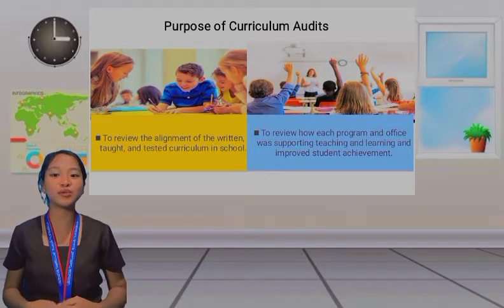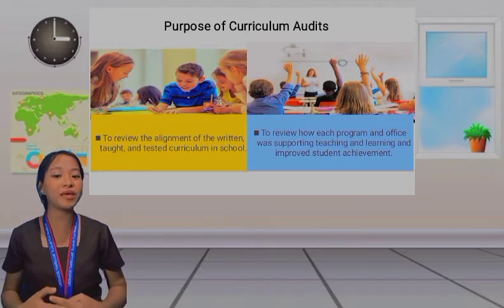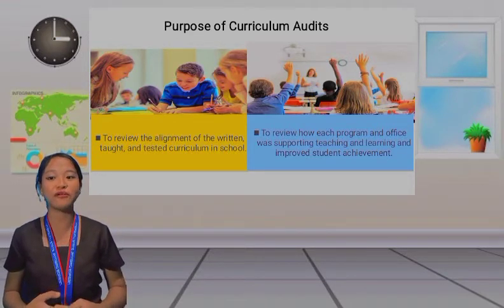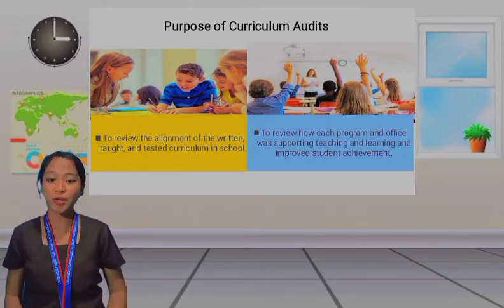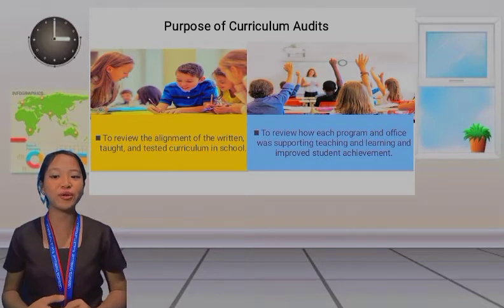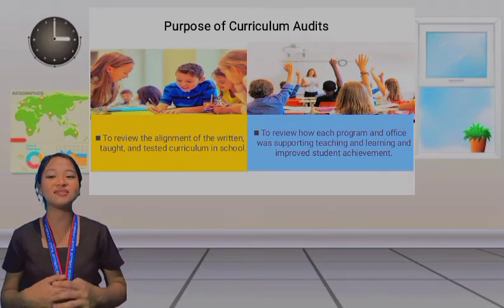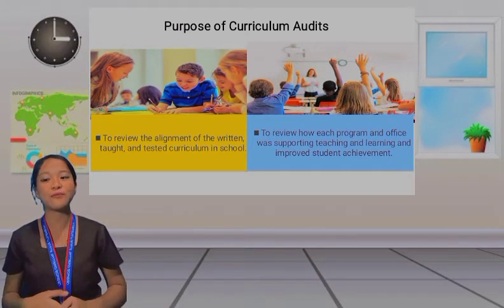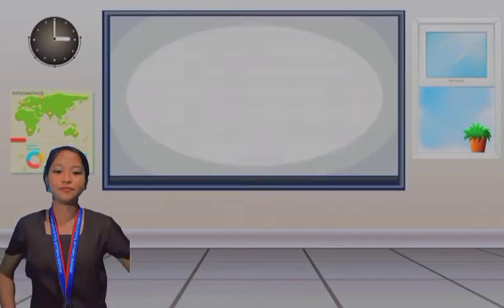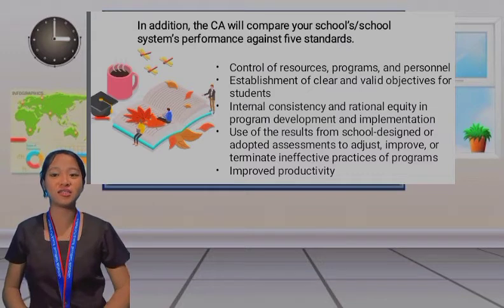So, in order for the students to receive a more rigorous learning environment, curriculum audits will be employed to analyze the effectiveness of processes and programs in the school settings. It provides a unique, independent review of policy framework, scope and quality of curriculum, consistency and equity in schools, and program implementation. In addition, the curriculum audit will compare your school's or school system's performance against five standards.